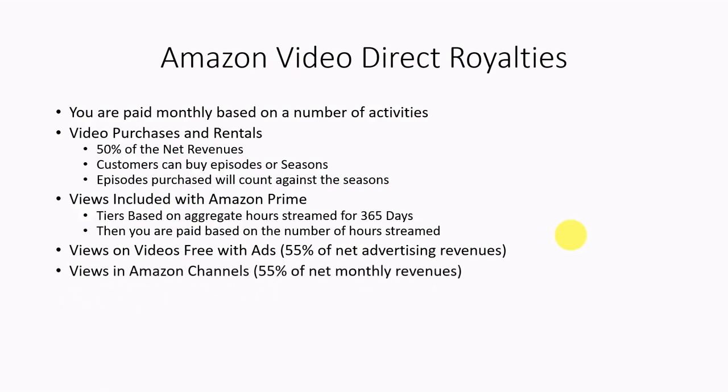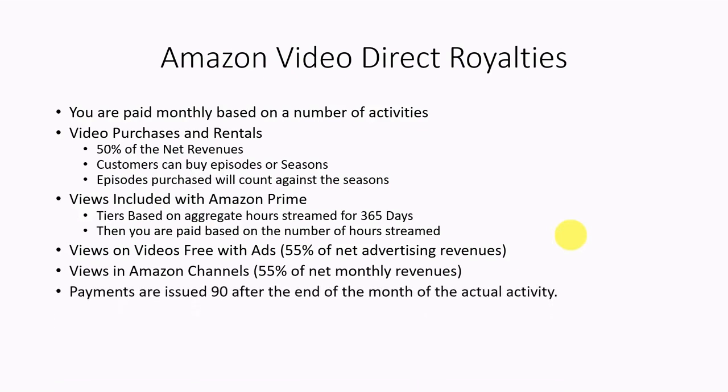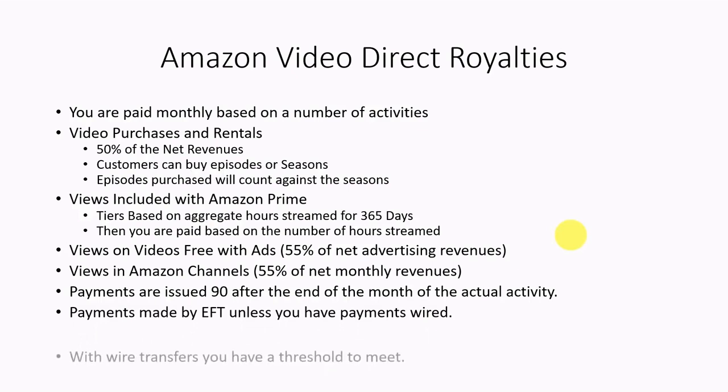You'll also be paid 55% of net monthly revenues of individuals who are watching your videos through Amazon channels. When that happens, payments are going to be issued 90 days after the end of the month after the activity occurs. And payments are going to be made by the bank account that you've already set up unless you choose to have payments wire transferred.